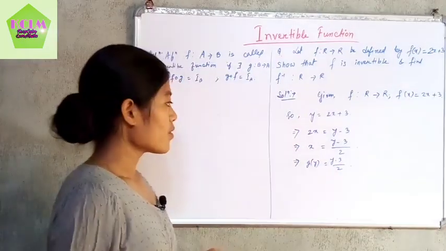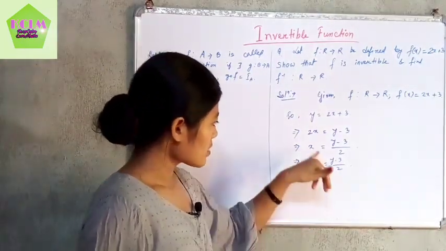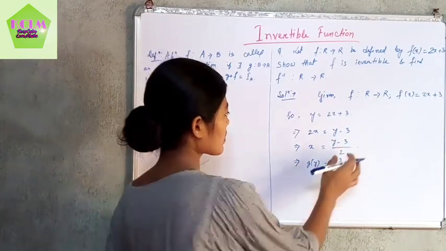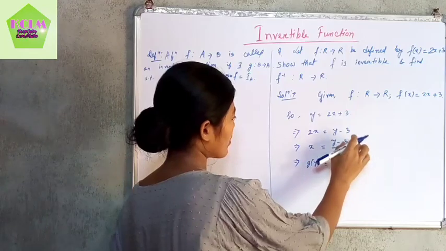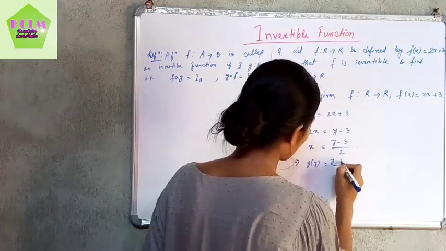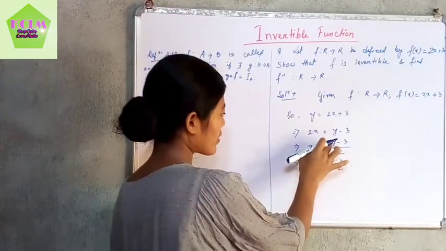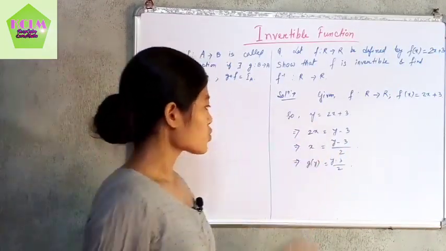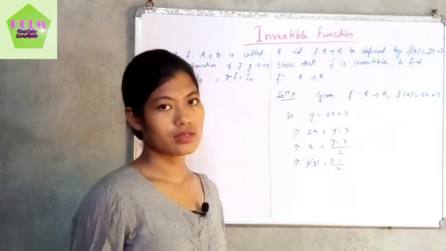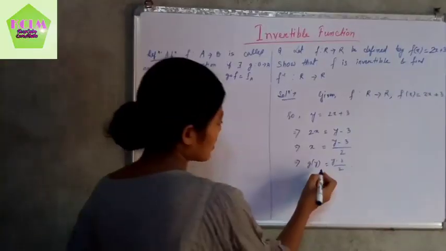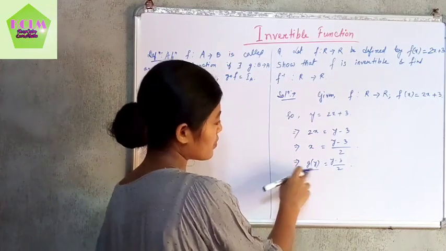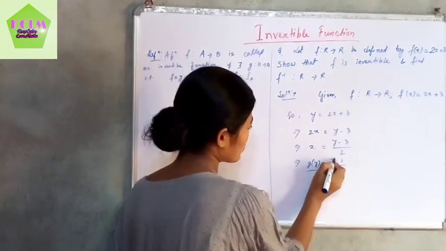Can I write? Obviously we can, because this expression x equals (y minus 3) by 2 is a function of y only. Whenever we put in values of y, we can get x. So we can say that this x is another function of y. Therefore, I have the other function as z of y equals (y minus 3) by 2.